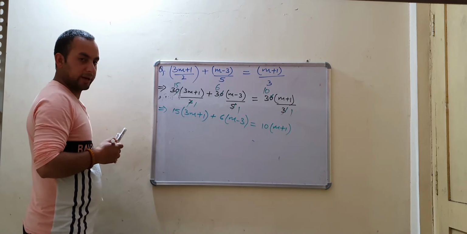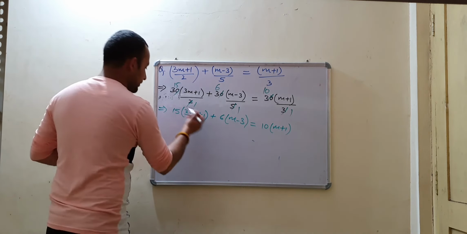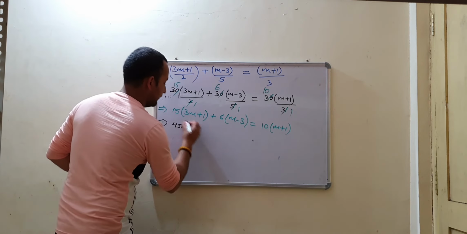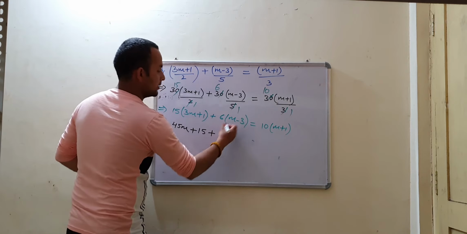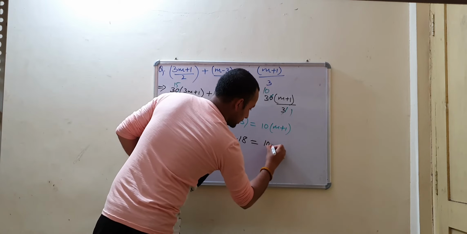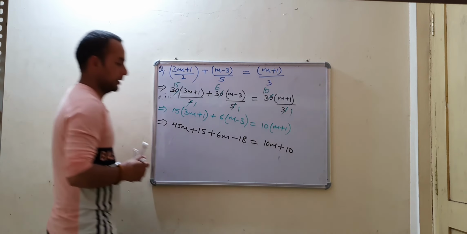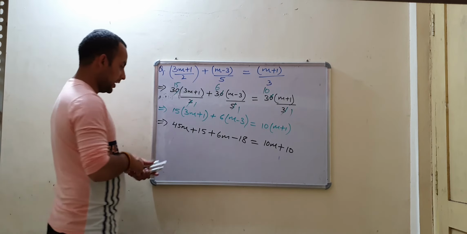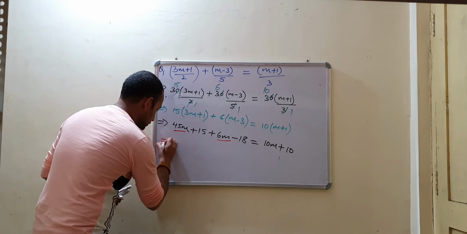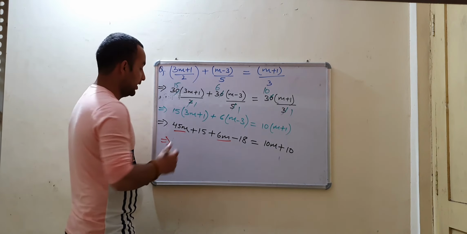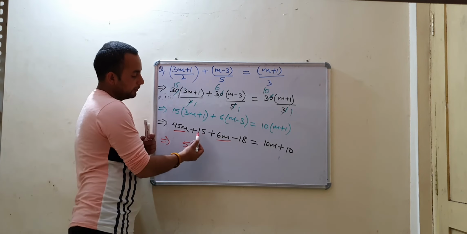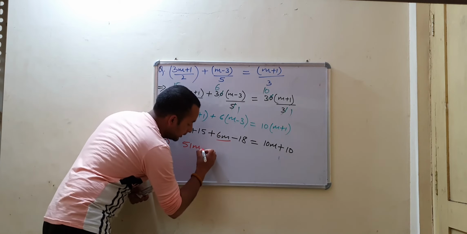Now you're going to solve the brackets. 15 3s are 45m plus 15 1s are 15. 6m, 6 3s are minus 18, equals 10m plus 10. Now 45m and 6m are like terms, so you add them. 45 plus 6 is 51, so 51m. Now positive 15 and negative 18 will become negative 3.